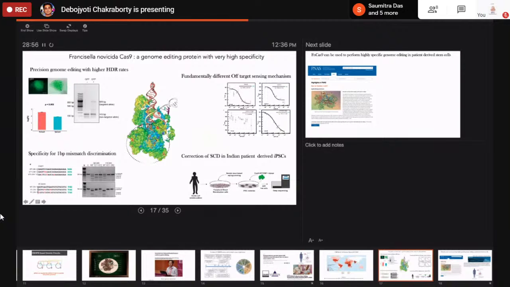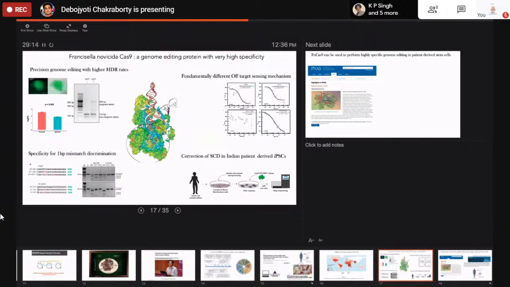FN-Cas9 will not cleave the off target sequence, and these were just genomic sequences that had just a couple of mismatches, and that was startling because we felt that wow, that's a naturally occurring Cas9 with such high specificity. Why don't we try and see what it can do in terms of genome editing? And that's where we started working.